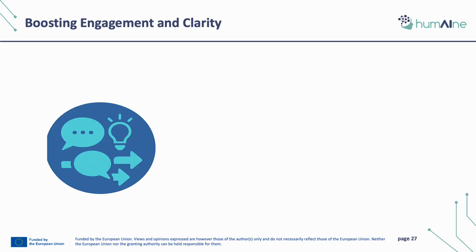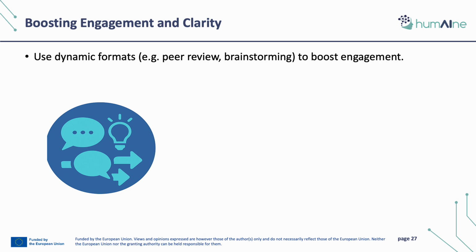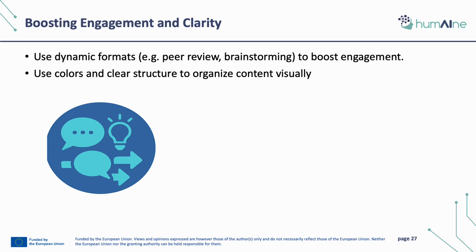Our final best practice is all about boosting engagement and clarity. Sessions work best when people are actively involved, so use dynamic formats like peer reviews, brainstorming, or other interactive exercises to keep the energy high. At the same time, make sure the content is easy to follow. Use colors and a clear structure to organize ideas visually. This helps participants see connections, stay engaged, and understand the flow of the discussion at a glance.